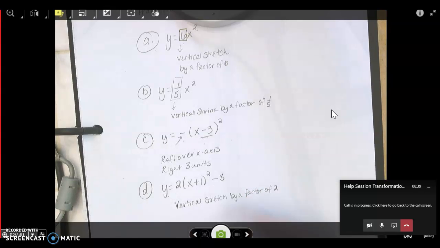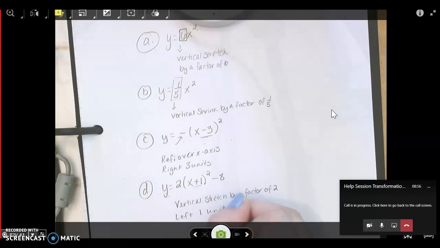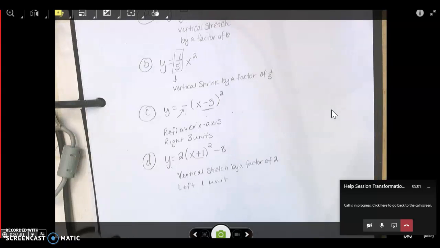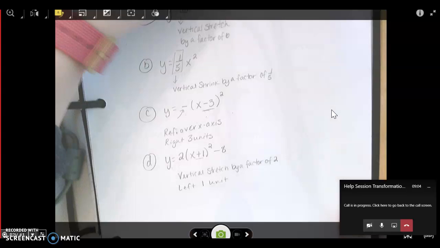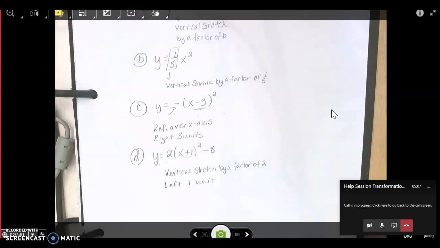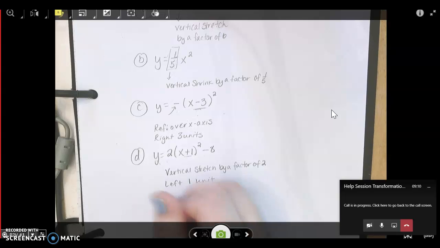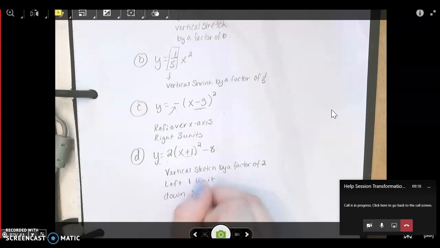Okay. This plus 1 in parentheses, remember this is your left and right movement and it's opposite of what you would think. So plus 1, you might be thinking right 1. Well, it's actually going to be the opposite of that. It's going to be left 1. So vertical stretch by a factor of 2 and then left 1 unit. And then finally you have this minus 8. Sorry, the screen's crooked. It's hard to get really straight. Minus 8 is at the end, it's your up and down movement. So this is going to make the graph go down 8 units.